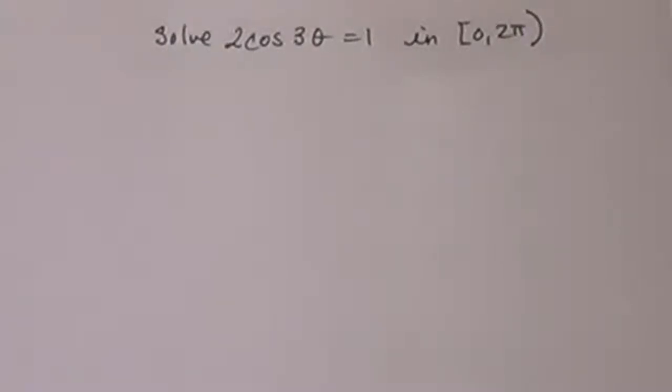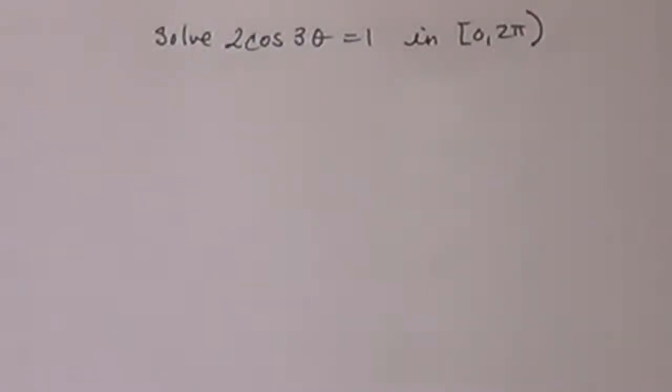In our next example, we're going to look at 2 cosine of 3 theta equaling 1. Now this almost looks like one of our basic equations where we just have a trig function equaling some number and maybe some coefficients. But again, the difference here is we are looking at a multiple angle. So it's no longer just cosine of theta. That 3 theta changes some of what we're going to do.